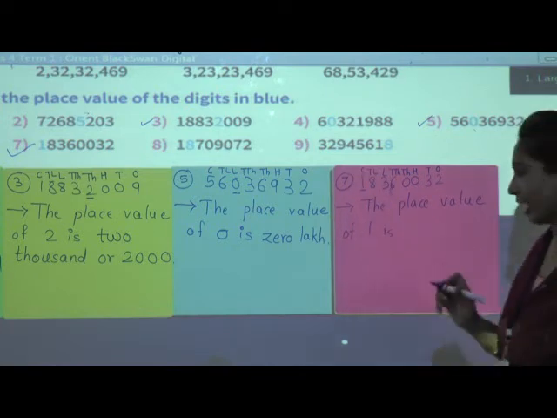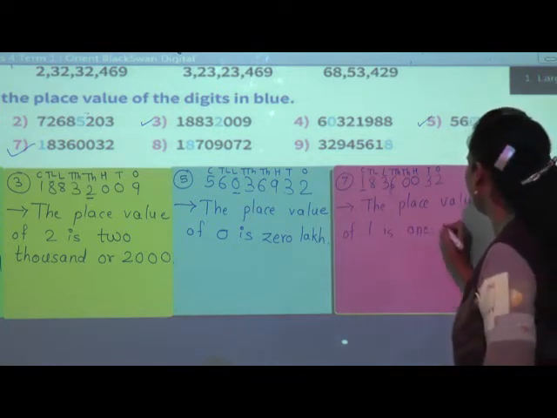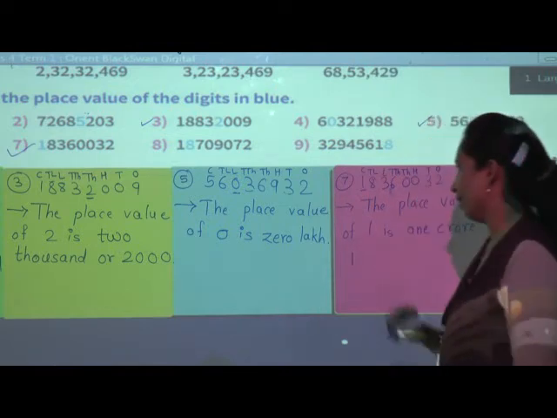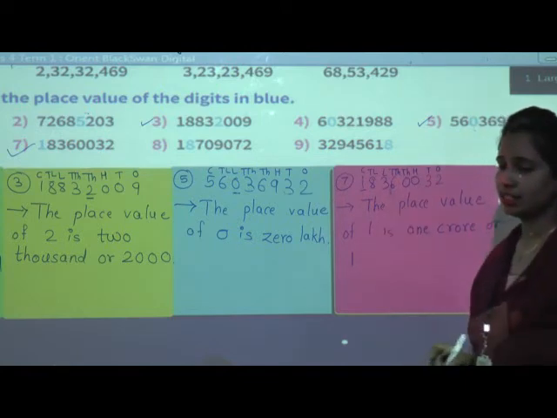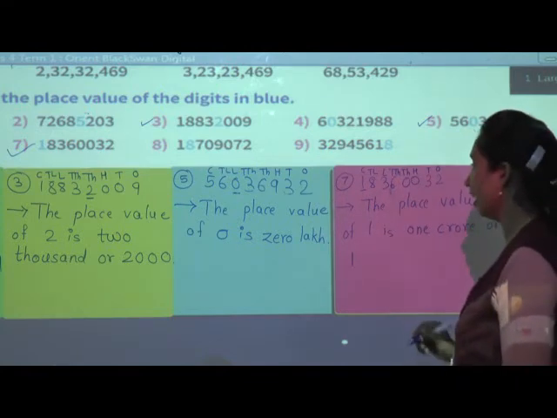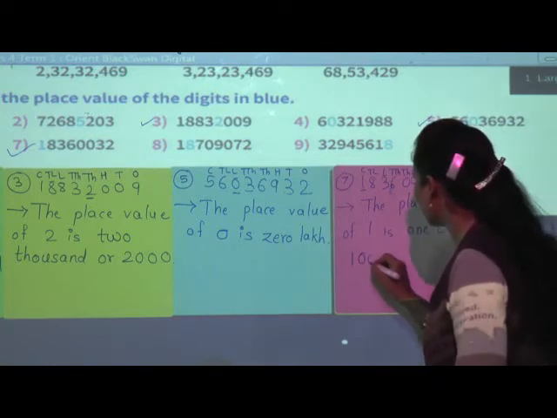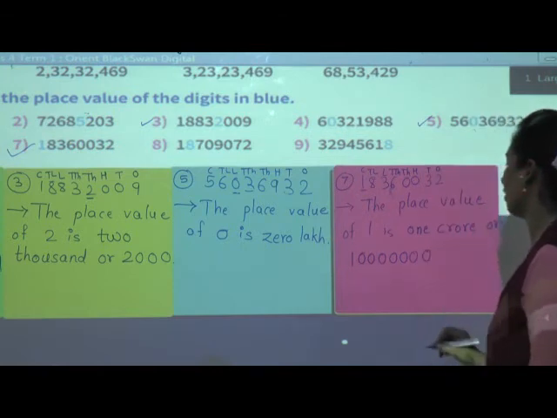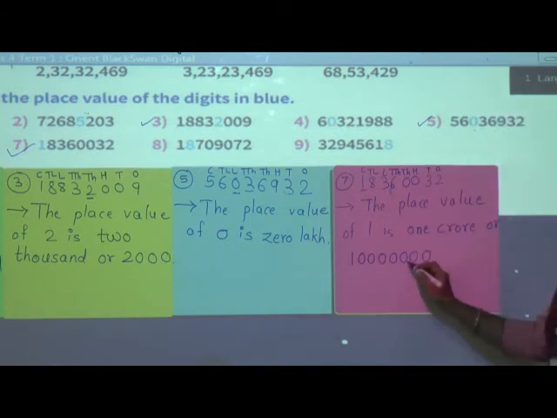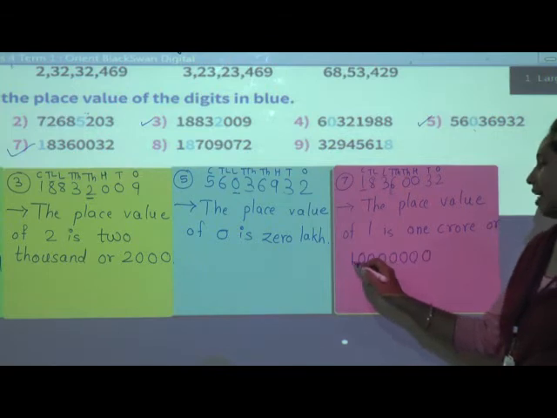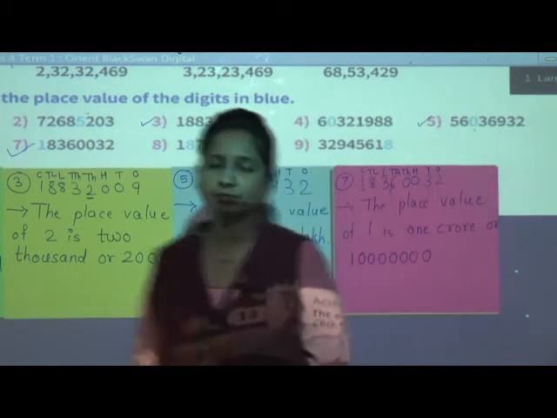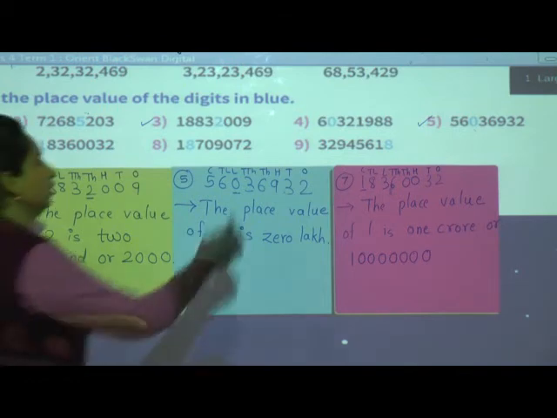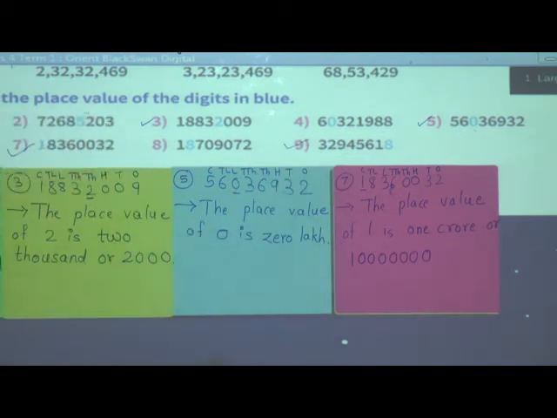In crore place. So write here 1 crore. Or how you can write 1 and how many zeros will come in crore place? Tell me. 7. 1, 2, 3, 6, 7. Okay. You can see ones, tens, 100, 1000, 10,000, lakh, 10 lakh, crore. Understood till here? Yes. I will solve one more for you. That is the last one, the 9th number. Okay.